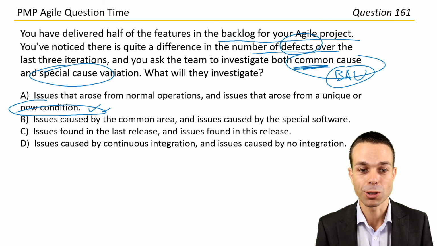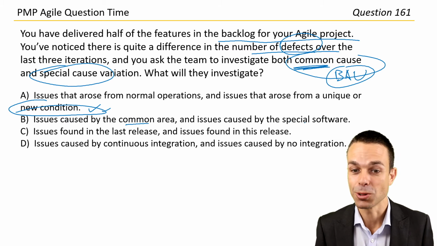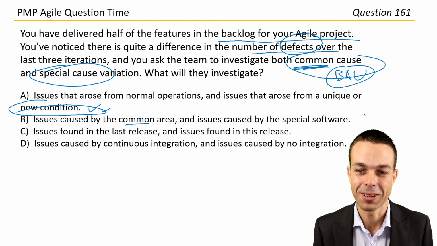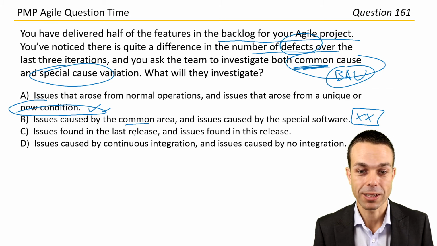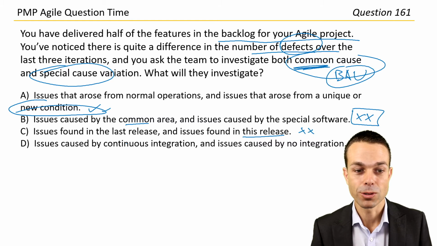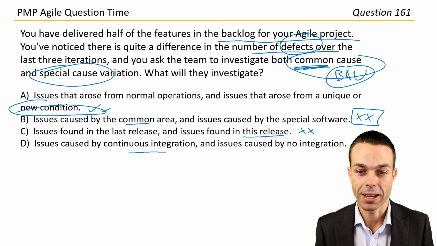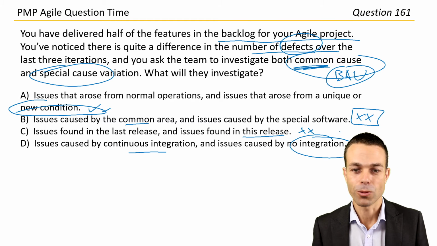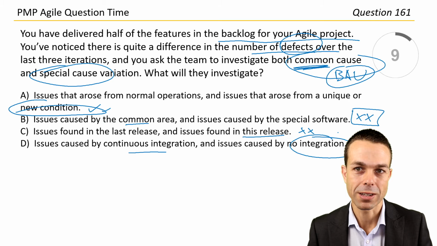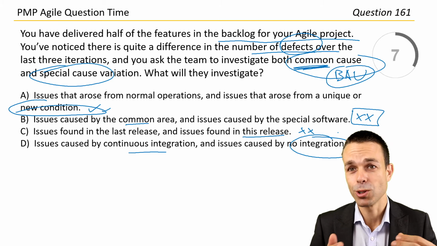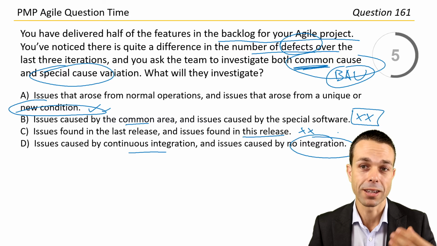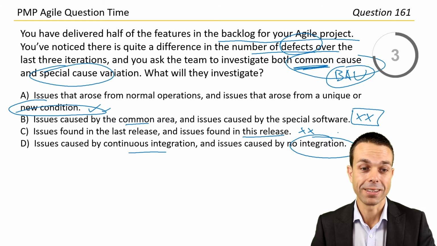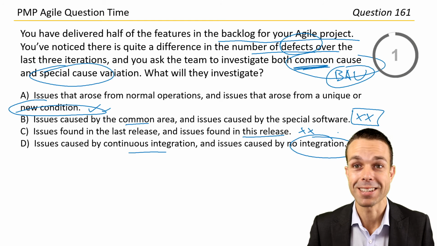Issues caused by the common area and issues caused by the special software? No. Issues found in the last release and issues found in this release? No again. And issues caused by continuous integration and issues caused by no integration? And again, these things don't, to me, match up at all. So as long as you know a little bit about variation in the common cause and special cause, then I think we'll be pretty safe here. Let's go with answer A.